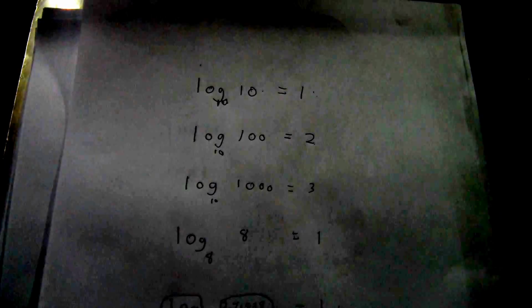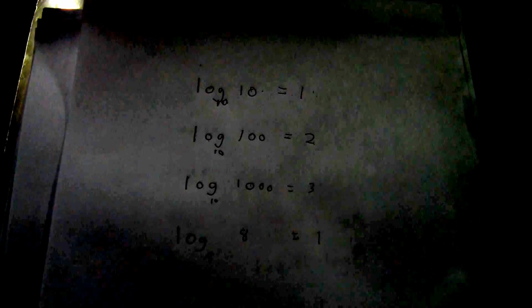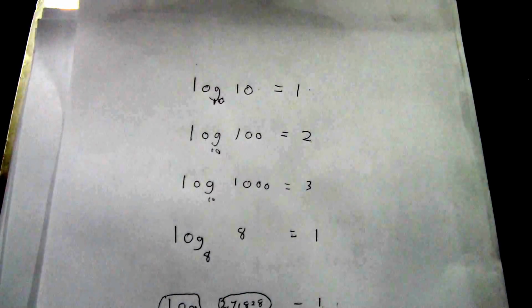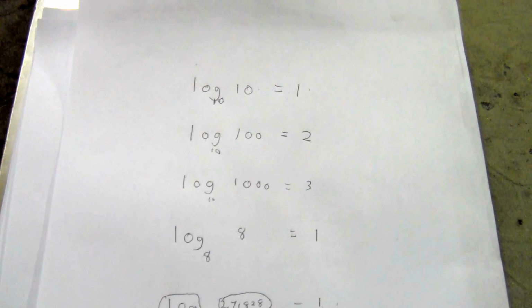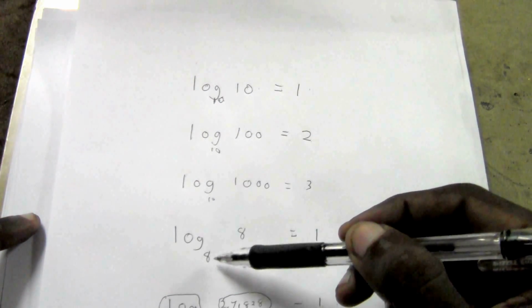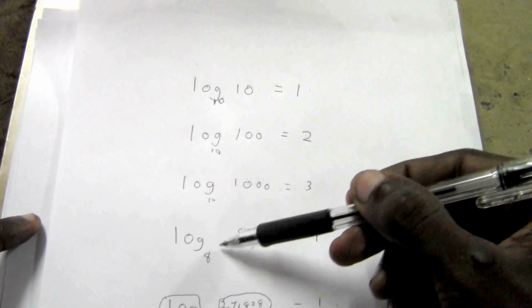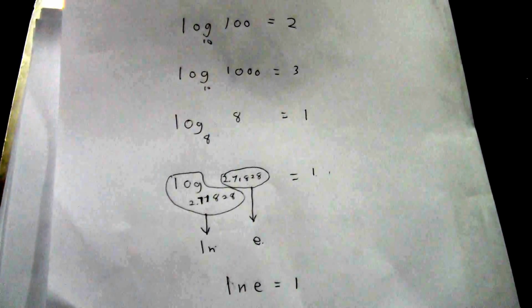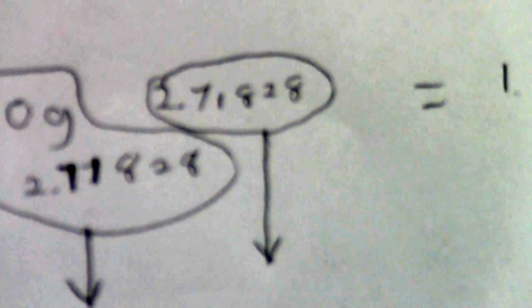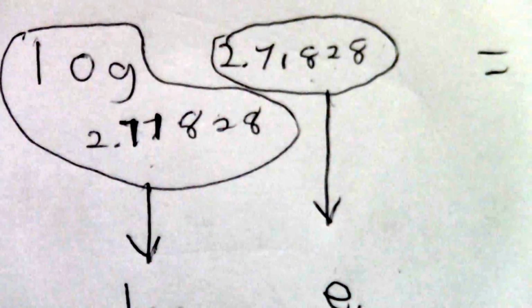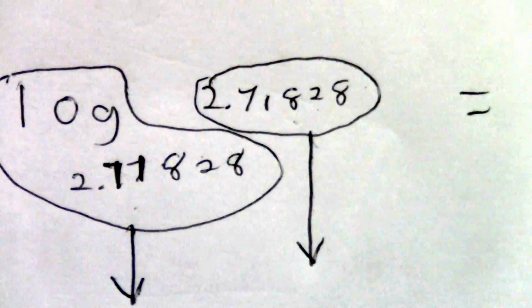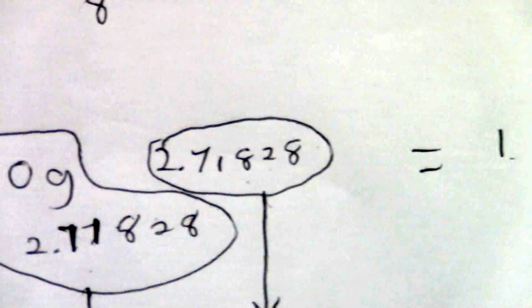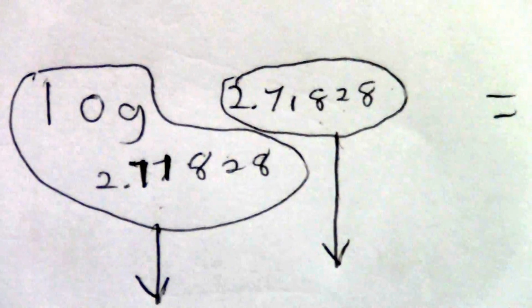The calculator naturally uses log to the base 10. If you use that log, you don't have to write the 10 by the log. However, if you use any other base, it is mandatory that you write the base. For instance, log base 8 of 8 is 1. Then you can also say log base 2.71828 of 2.71828 is 1. Obviously, the same base, same number, 1.